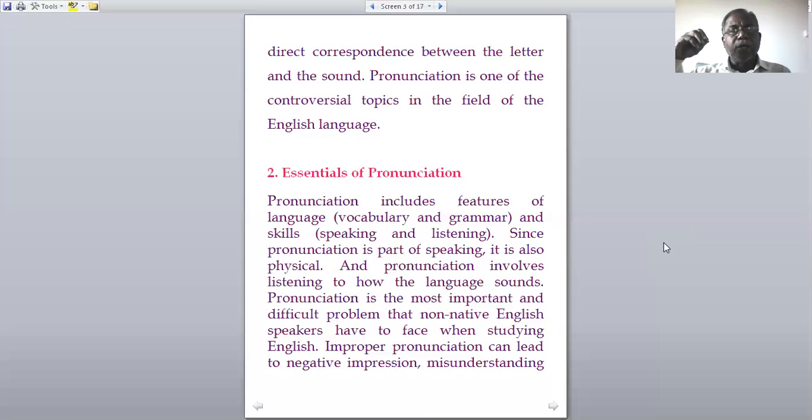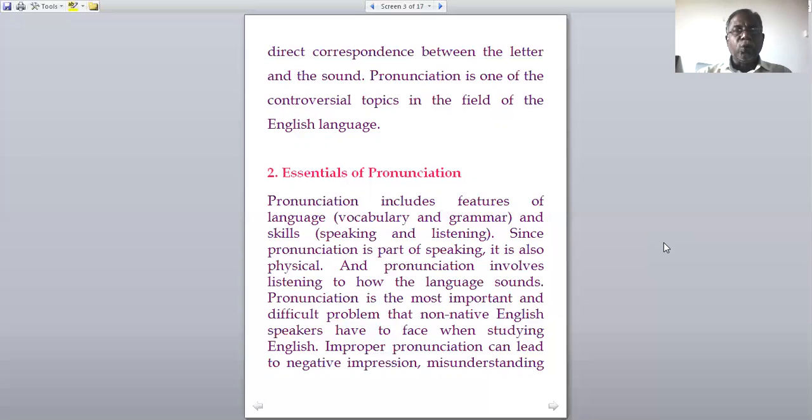So we need to listen to audio, video, any play or any movies or any other thing or TV news and all, so that we will understand, oh, this is the way we should follow, we should pronounce, we should speak. We will try to understand. Pronunciation is the most important and difficult problem that non-native English speakers have to face when studying English. When we want to study English, we need to concentrate more on pronunciation.